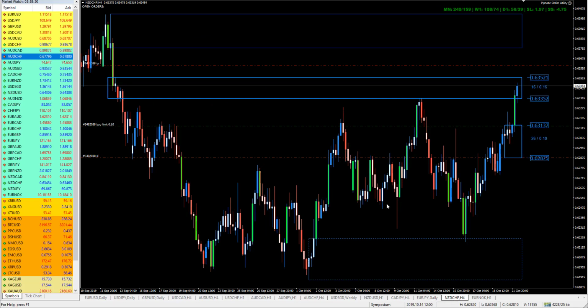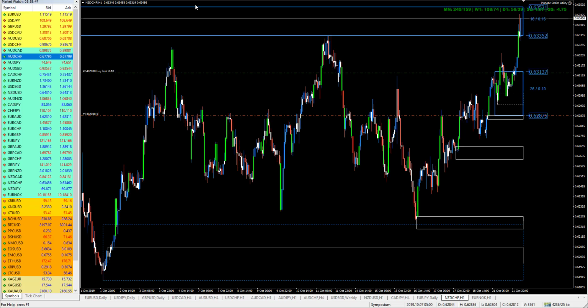Kiwi, Swiss franc. We have this area of parent-child supply, which was tested a couple of times. Now price is looking to eat through it. I'm early with this one, but I'm hoping that price moves through that and then comes down to this area here for a buy.